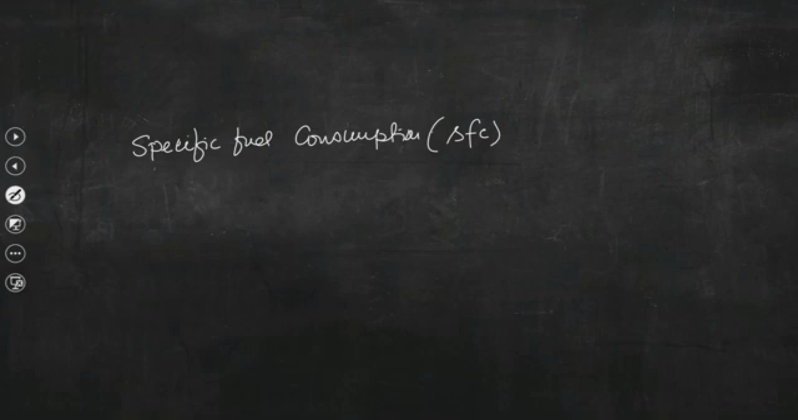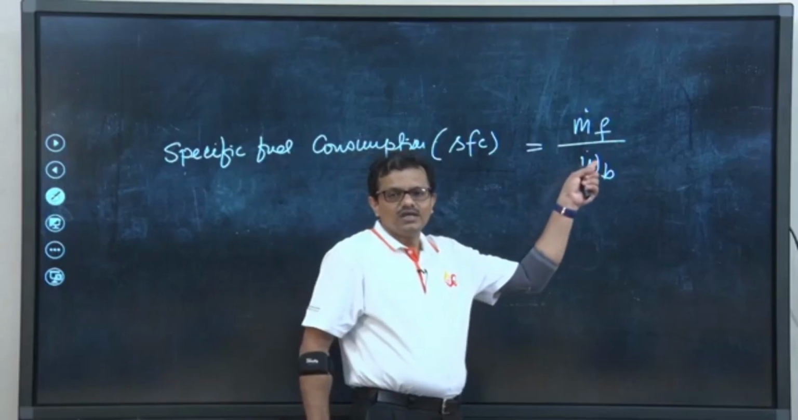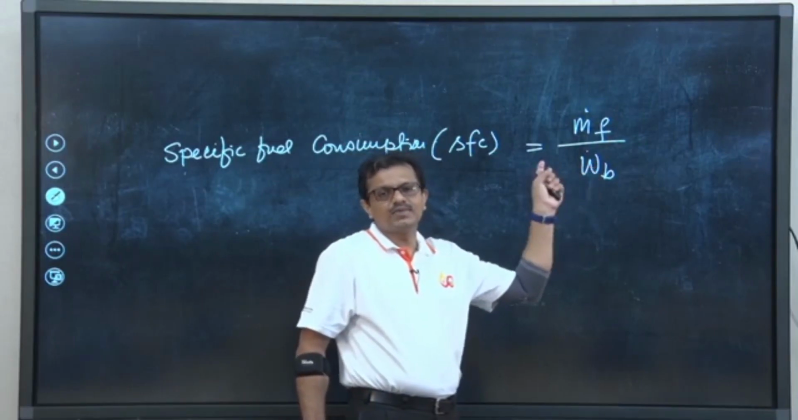So, basically, this is a performance analysis parameter. It is defined as the mass flow rate of fuel divided by W dot B, that is the brake work. I have intentionally written brake, but it is not mandatory that it should always be brake. I wrote brake because eventually the work we are getting from the engine is the brake work.